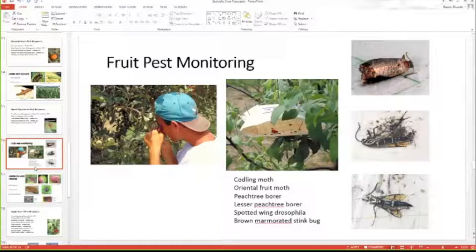Codling moth, Oriental fruit moth, peach tree borer, lesser peach tree borer, spotted wing Drosophila, and brown marmorated stink bug. The one thing you have to get skilled at when looking at these pheromone traps is you actually capture a lot of insects. And so you have to get good at identifying some of these pests when they're covered in tanglefoot and stuck to the cards, as you see in those pictures.